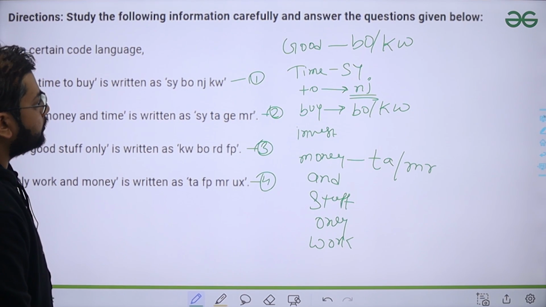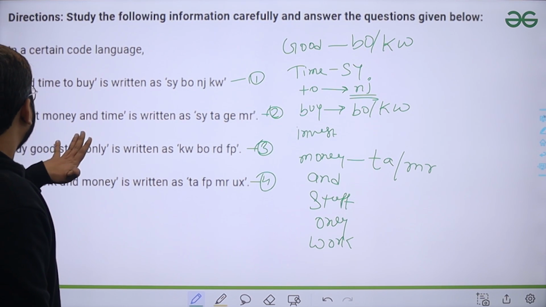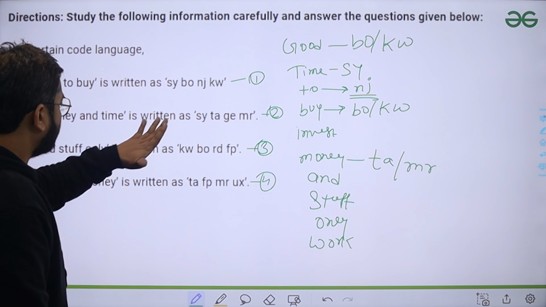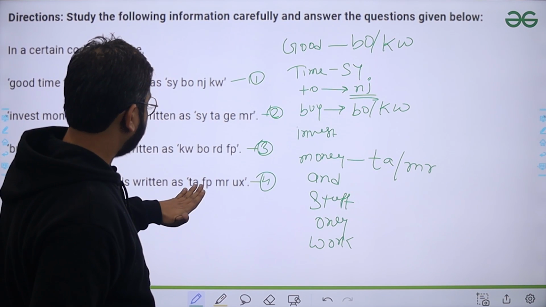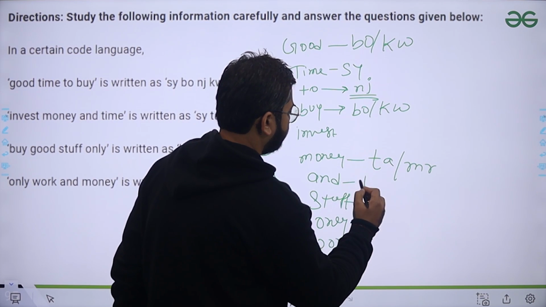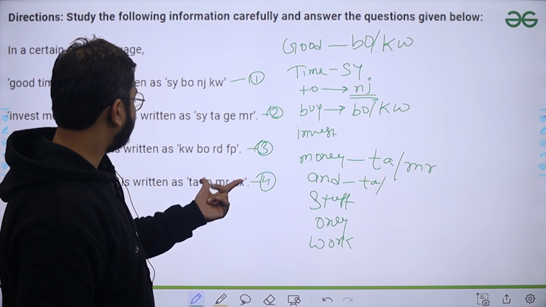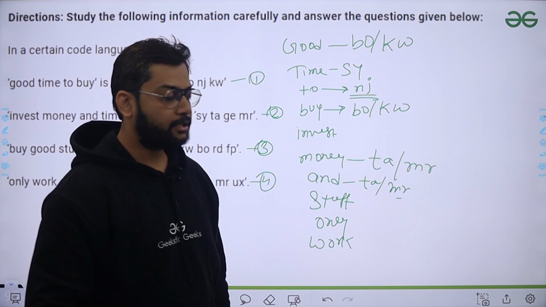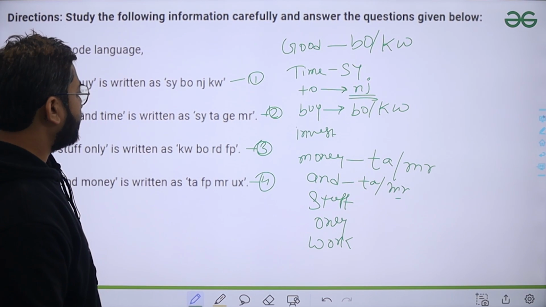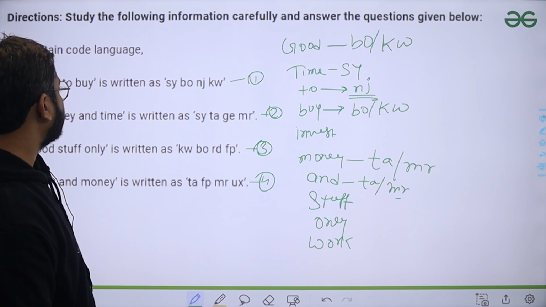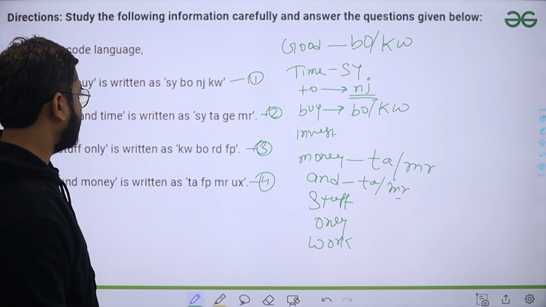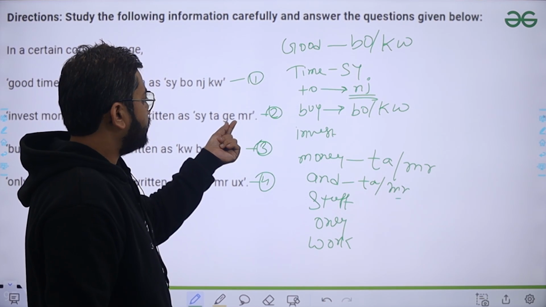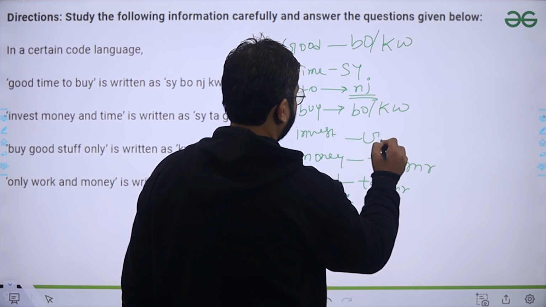And, we have only one and here only. I think "and" is always in statement number 2 and 4. So SY not, TA yes, so "and" is for TA, and GE, MR like this. You have to make the equations like this. Then time, we have mentioned as SY, so time has already been classified. So invest is equal to what? SY is taken, TA is taken, GE is not taken, so this will be GE.